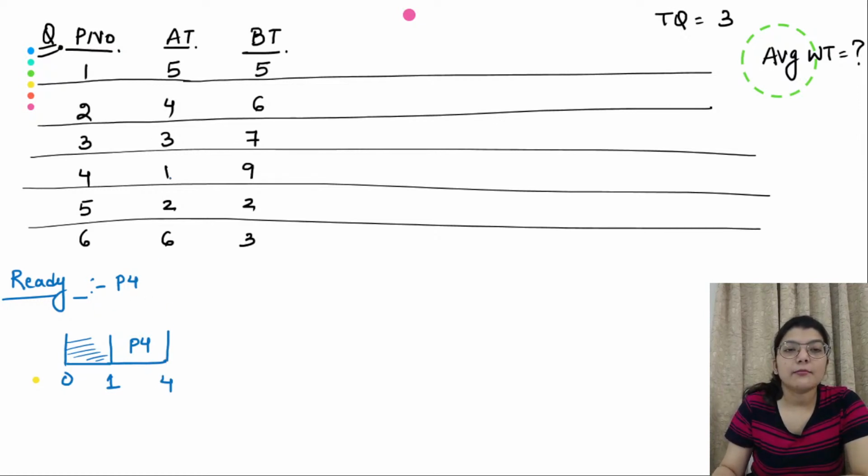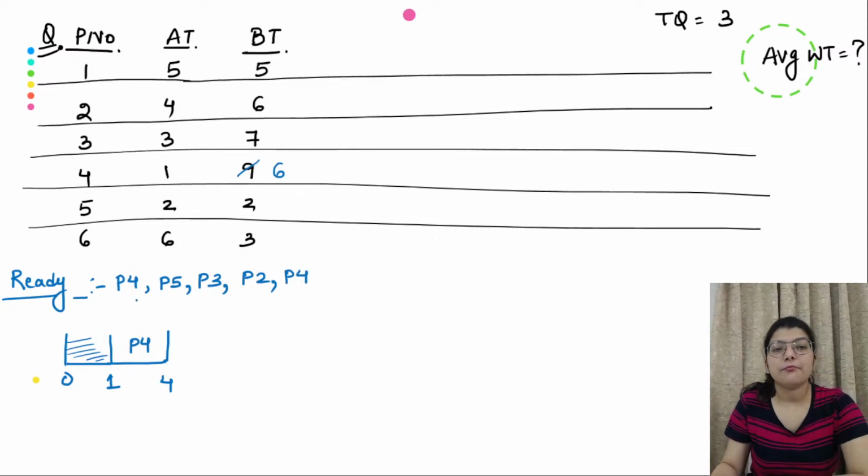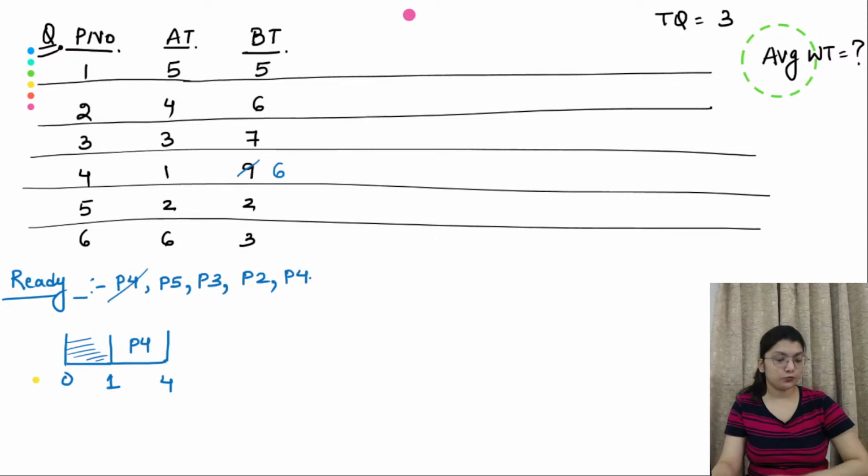Now when my time was 2, the process P5 came. When time was 3, process P3 came. When time was 4, process P2 came, and then it executed for 3, that is your 6, and process P4 came again back into the ready queue, right or not?